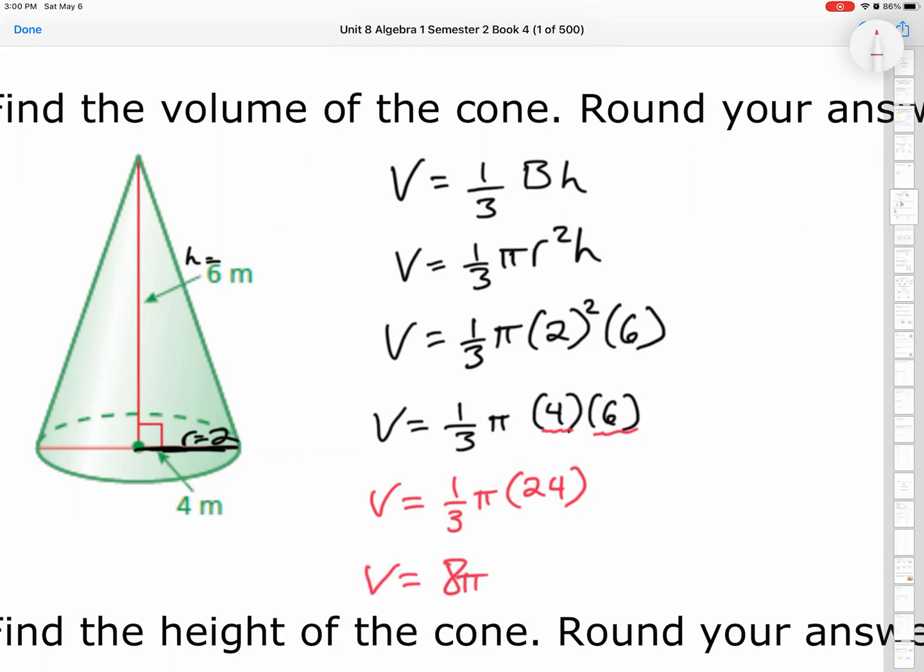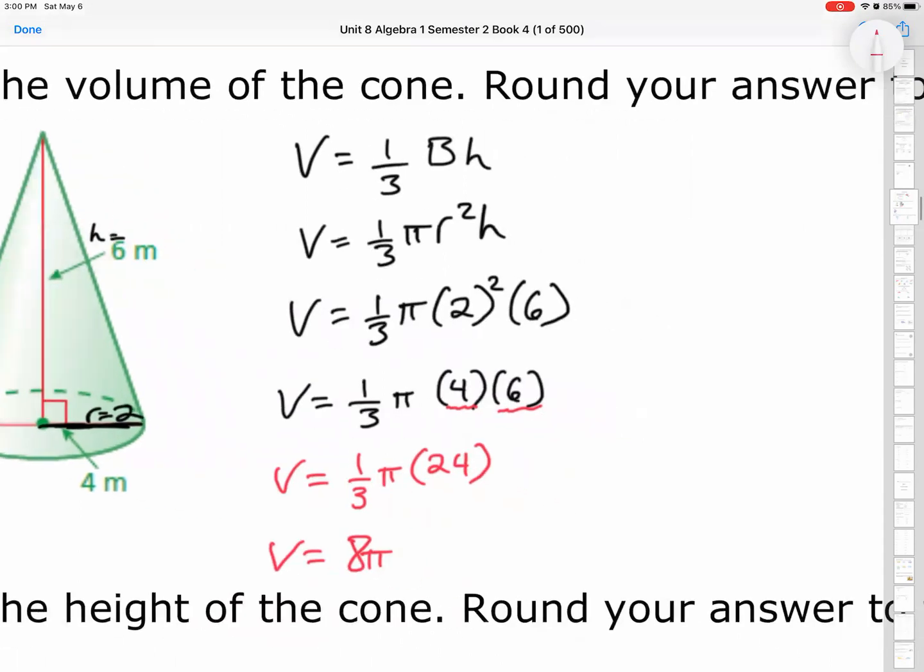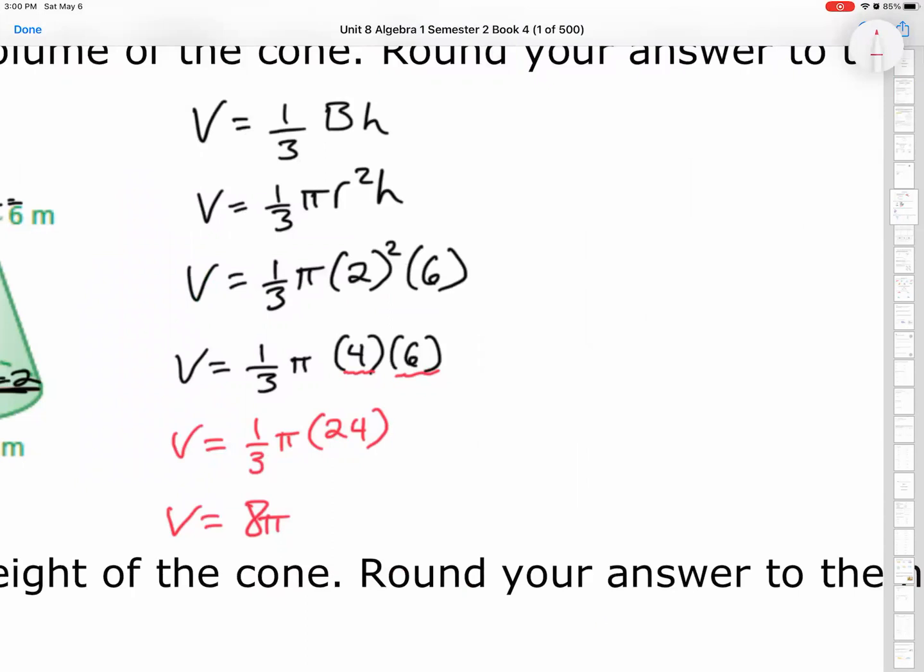So this is our exact value. And then in terms of a decimal, that would come out to be 25.1. And since this is meters, we have meters cubed. So these are our two answers.